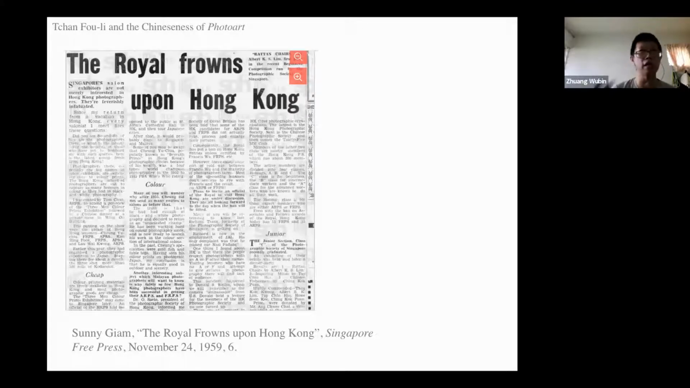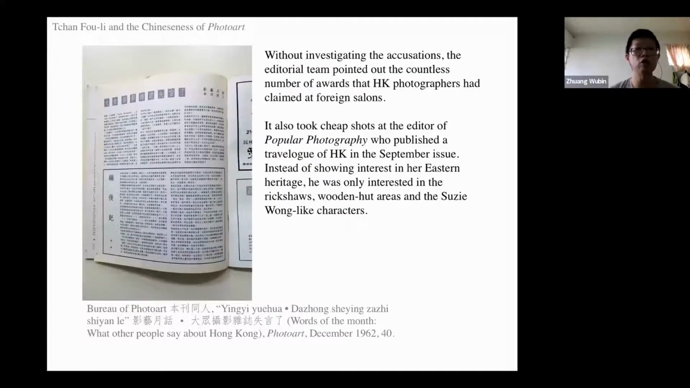And there was always a kind of urban myth or urban information that Hong Kong photographers were only really interested in people who were accredited or famous as salon photographers. So this is actually nothing surprising. In defense of Hong Kong photography, and without trying to investigate, the editorial team of Photo Art actually, and without irony, tried to defend Hong Kong photography by highlighting precisely the number of awards Hong Kong photographers have won at foreign salons. And it also took a cheap shot at the editor of Popular Photography.